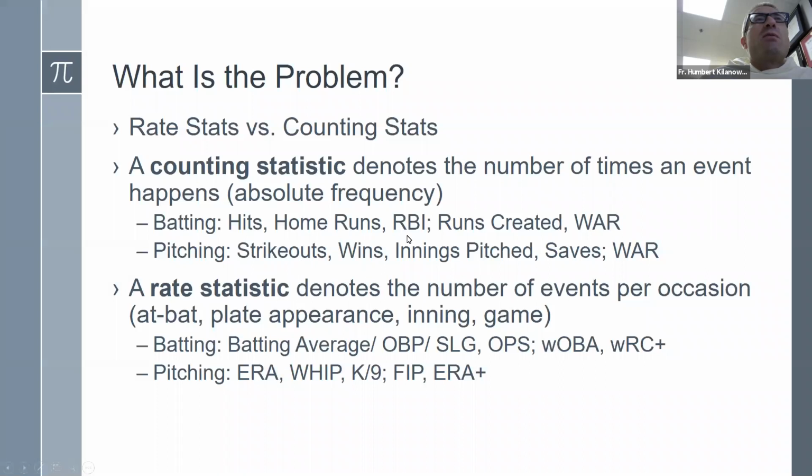So if we're looking for new measures, we have to deal with both counting statistics and rate statistics, because counting stats give overall contributions. The rate stats denote, say, the average strength of the player, what it's likely for this player to do, especially when it comes to something like weighted on base average. What's this player likely to do in the next time he comes to bat?